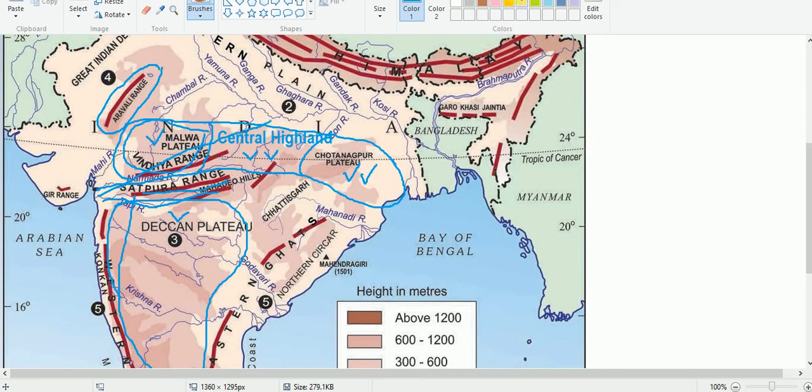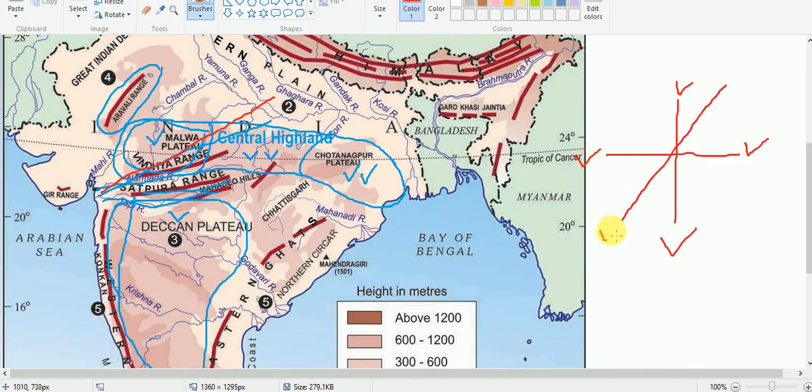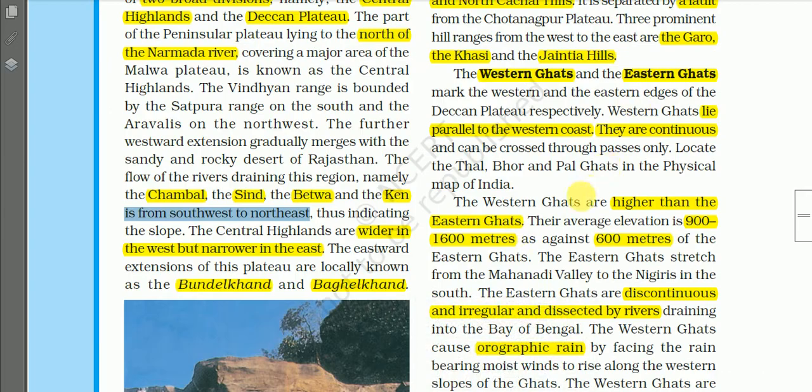Let me use another color. From southwest to northeast. You know the direction. Here this is north, this is south, east, west. And this is southwest, and this is northeast. So the direction of slope is from southwest to northeast here in this part.